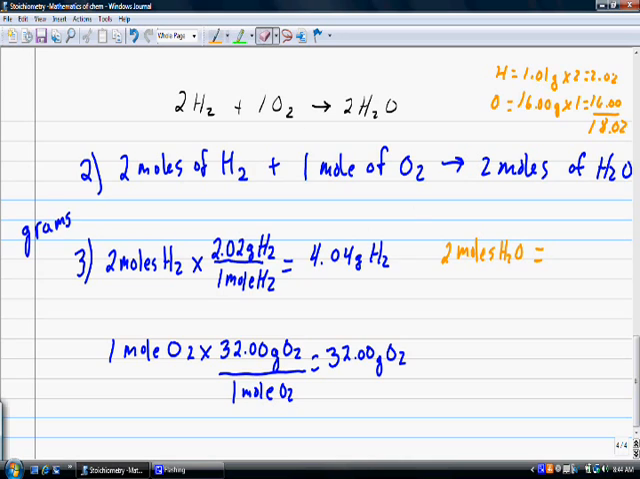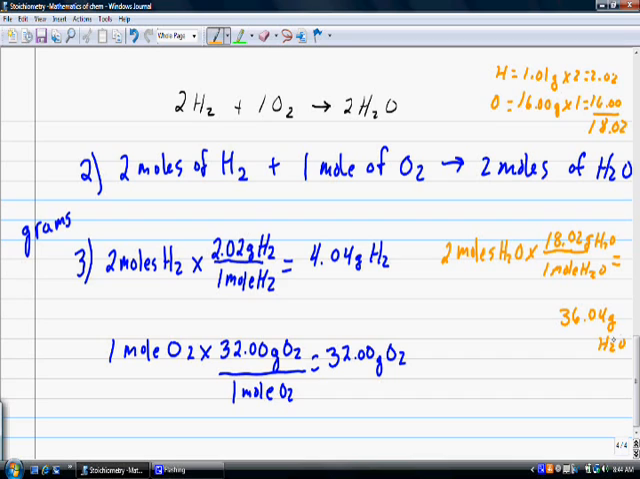And so 2 moles of water, we said that 1 mole of water weighs 18.02 grams worth of water. So that's going to equal a total of 36.04 grams of water.